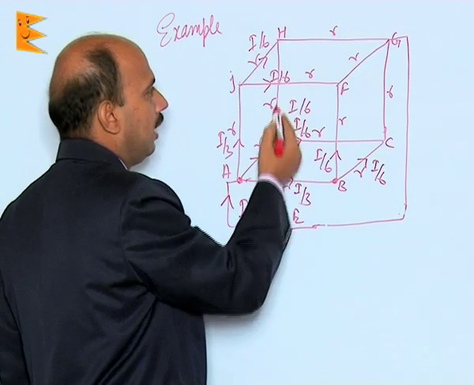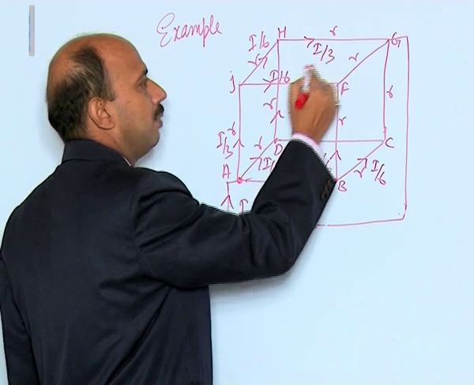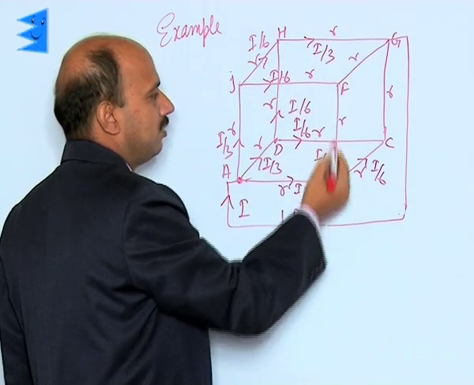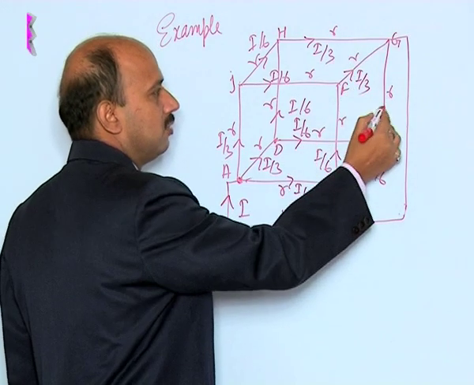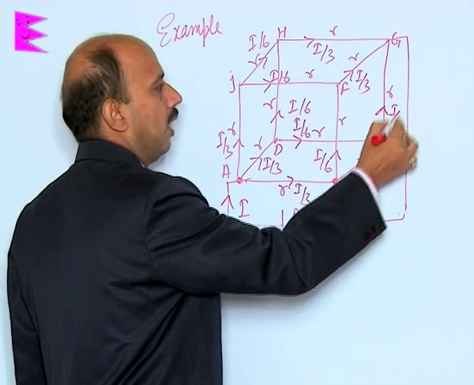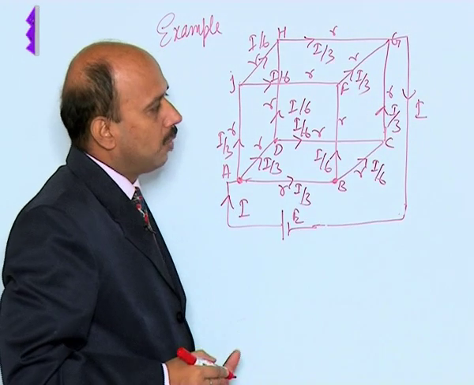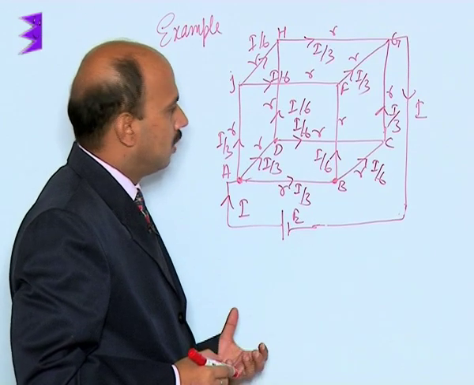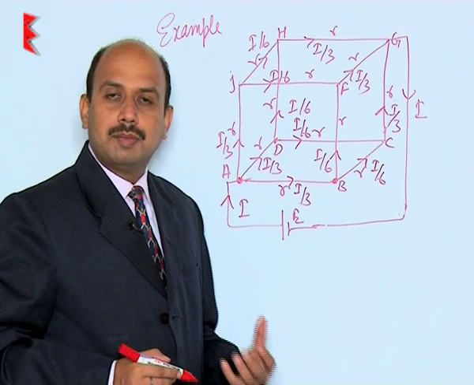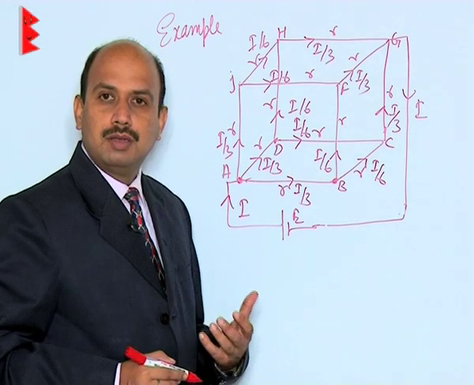And at H, I by 6 from here and I by 6 from here, these two currents are added, that is I by 3. At F, I by 6 and I by 6, that is also I upon 3. And here at C, this is also I upon 3. And the total current is here I. So this is the distribution of the current. While distributing the current, I have taken care of the number of resistances coming into the path, and by this way distribution of current has been done.